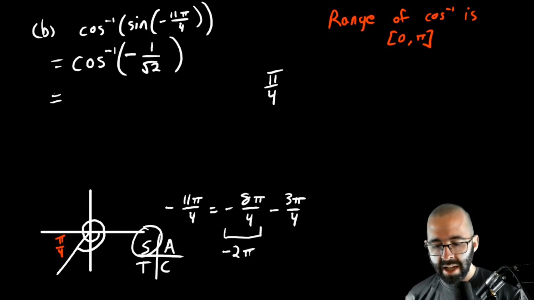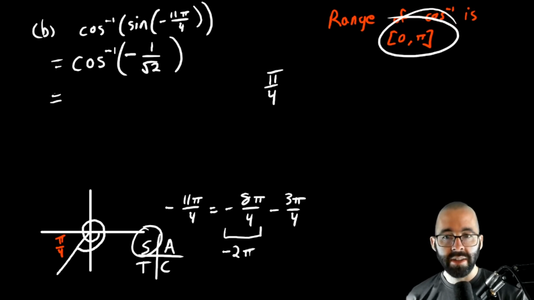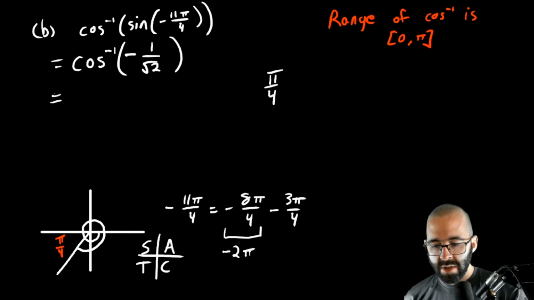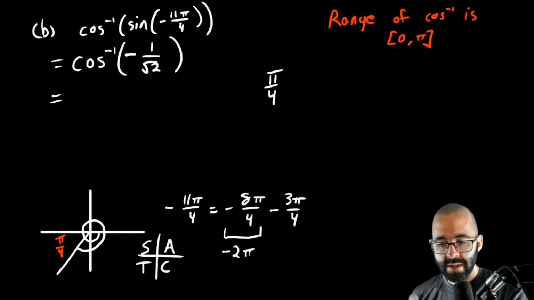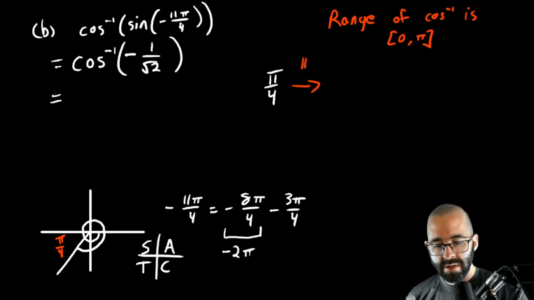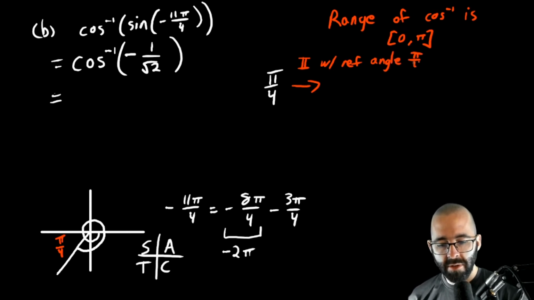Well, cosine is negative on this restricted domain in the second quadrant. So we need something in the second quadrant with this reference angle, pi over 4. That's going to be this blue angle right here, 3 pi over 4.